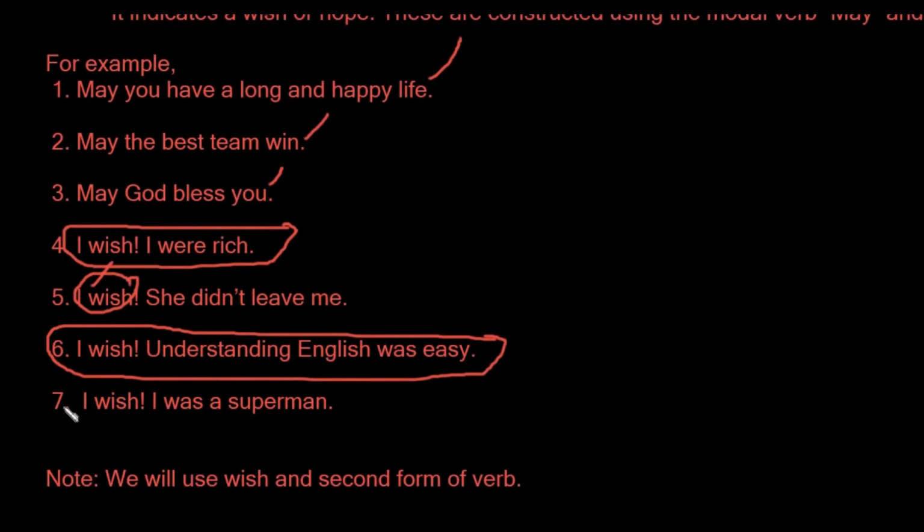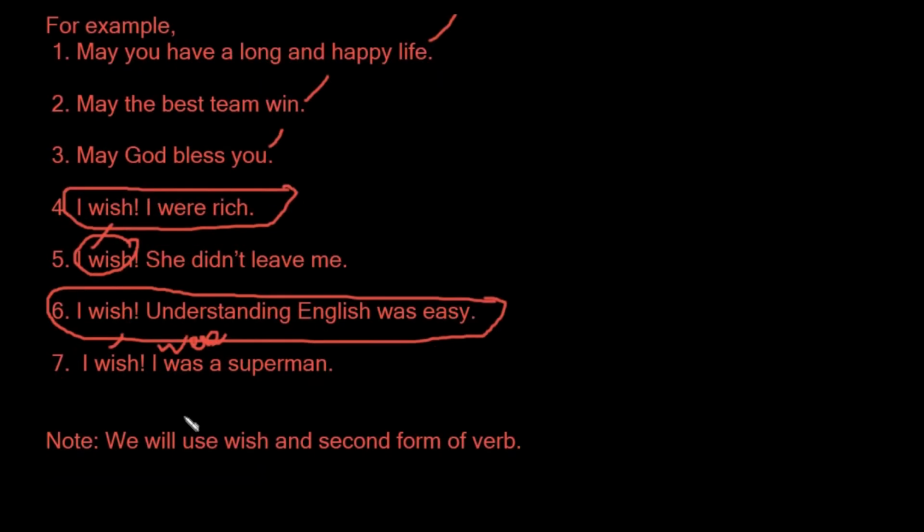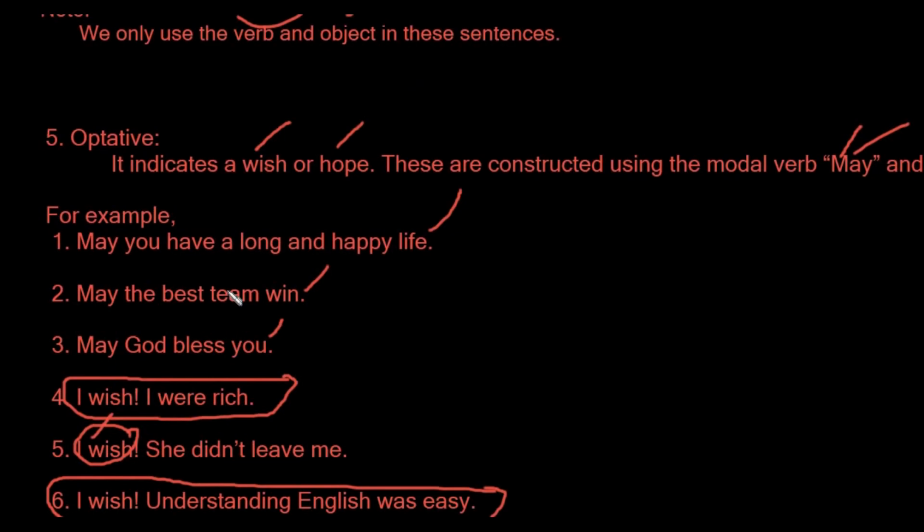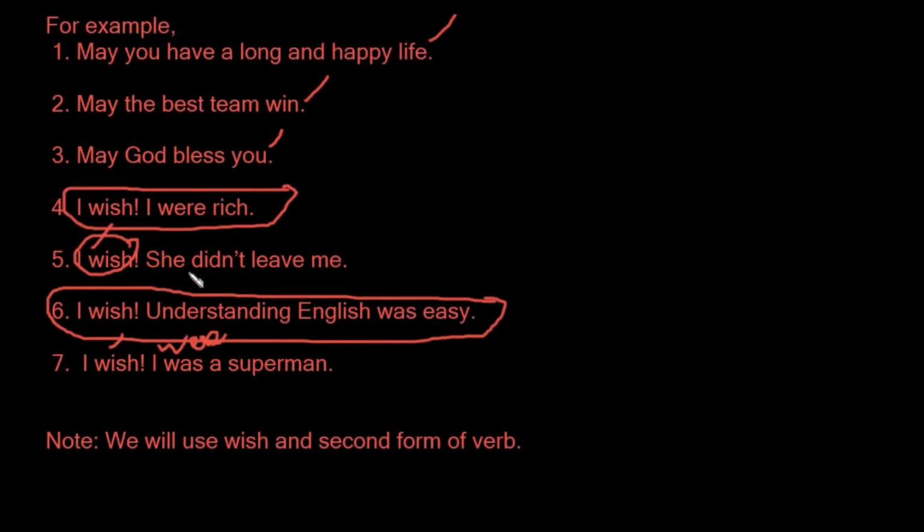The seventh one we have, I wish I was Superman. So I wish I was Superman. Like I said before, we can use were and was, no problem. So here I used was. I can also use were. I wish I were Superman. So these are some of the optative sentences. We will use wish and the second form of the verb. Remember, wish and second form of verb. I hope it was helpful and you understood all these optative sentences.